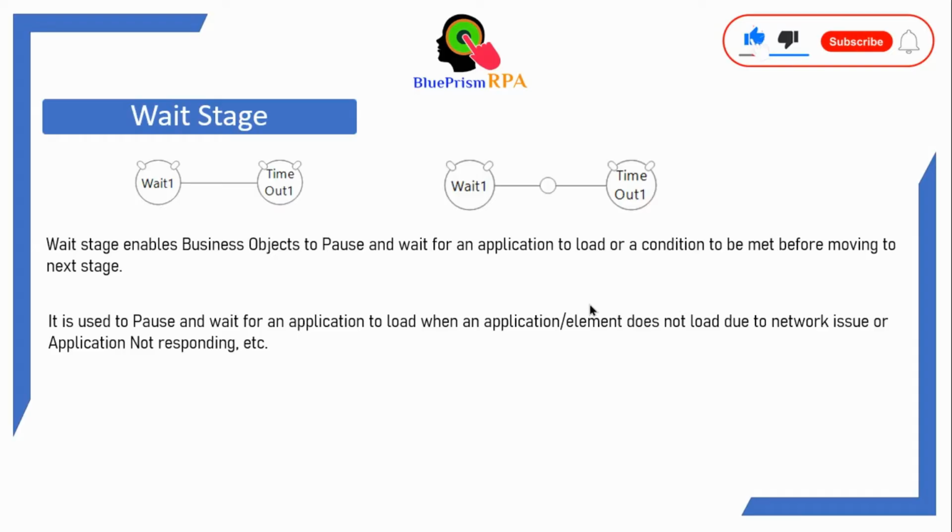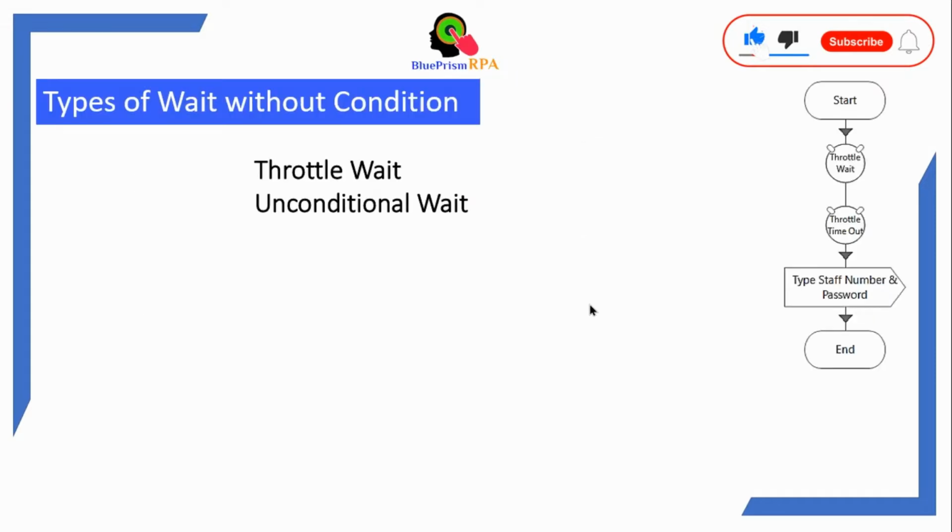You will have seen sometimes what happens: we launch an application, and at that time, due to an internet issue or network issue or the application not responding, it takes some time, right? So in this type of scenario we can use wait stage. It can only be used in the Object Studio, not in the Process Studio, as I have already told you. There are two types of wait without condition, meaning unconditional: one, throttle wait, and second, unconditional wait.